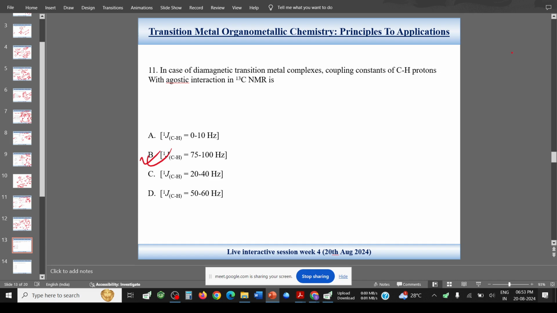Here the coupling constant is less or more than a normal CH bond. The coupling constant of CH protons with agostic interaction will be less than or more than a normal CH proton, which does not contain any agostic interaction. Option B is correct. Let's say we have CH protons which do not contain any agostic interaction, and we have a CH proton which has an agostic interaction. Which coupling constant will be more and which will be less?